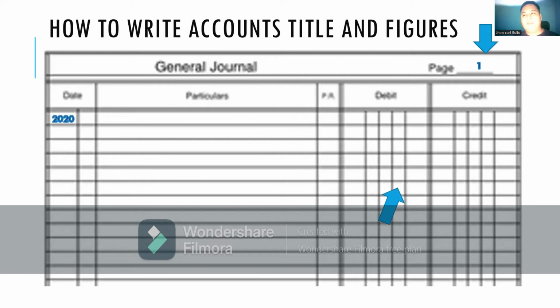Okay? Then we also have to define what year the transaction falls in. So there is a given 2020 here, for example. Now, we also have been given the month, January, and we have to indicate what date of the month the transaction was held or interpreted. After this, we need to identify what types of major accounts and what possible account titles we are going to write in our journal.